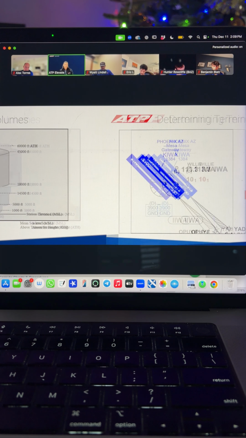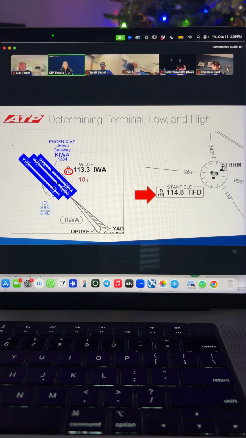So again, determining whether you have the low or high or terminal, like I showed you before, you're going to have the L. This is going to be your traditional. This one's going to be the high. So here's a VORTAC and a VORTAC, and you just want to quickly identify that just by looking at it. If it's going to be the new service volume, like I said, it's going to be that VH or VL.